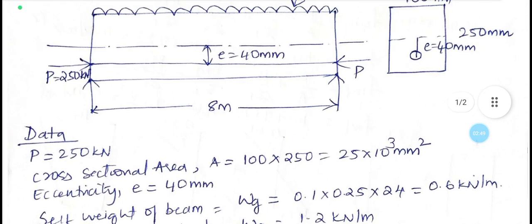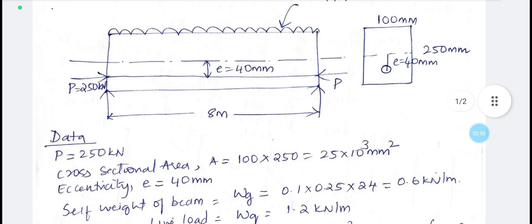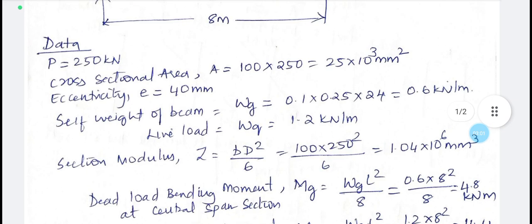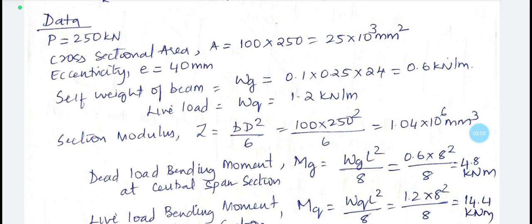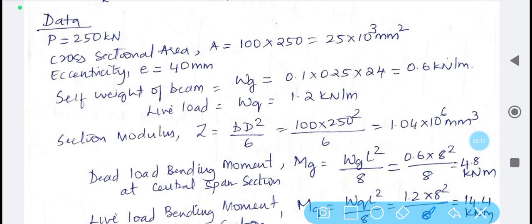And from the given data, we need to compute several basic requirements like cross-sectional area. Since it is a rectangular cross-section, the cross-sectional area is 100 by 250, and that is how we have got 25 into 10 to the power 3 mm square. And next, eccentricity is given in the data.